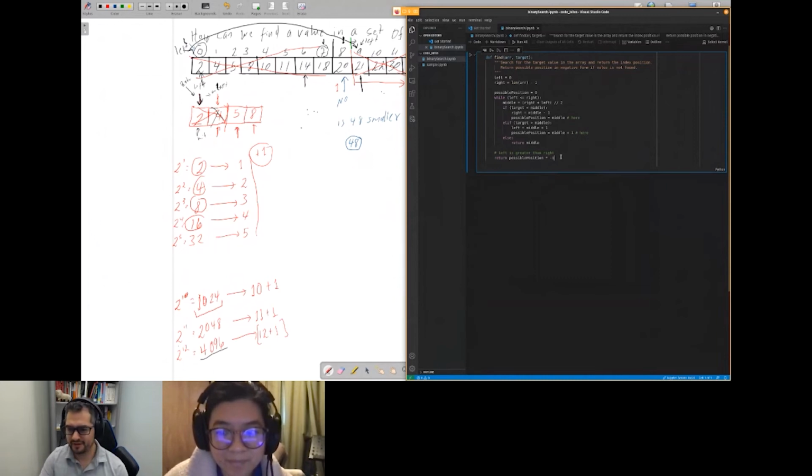Thanks for explaining that. Yeah. So this is just the same algorithm, just a little tweak to make it a little bit easier.